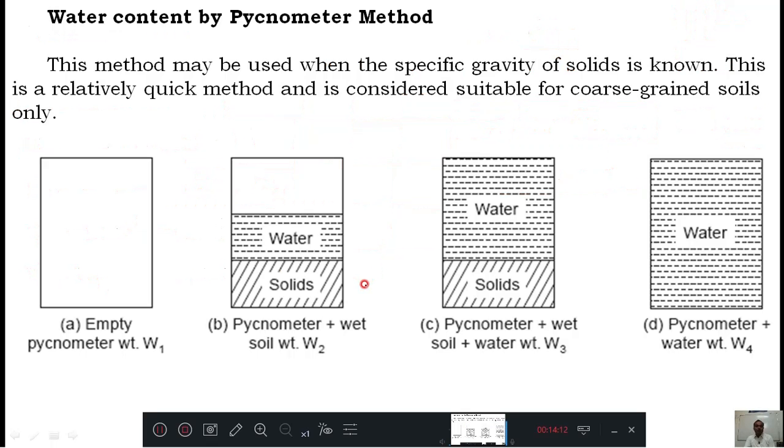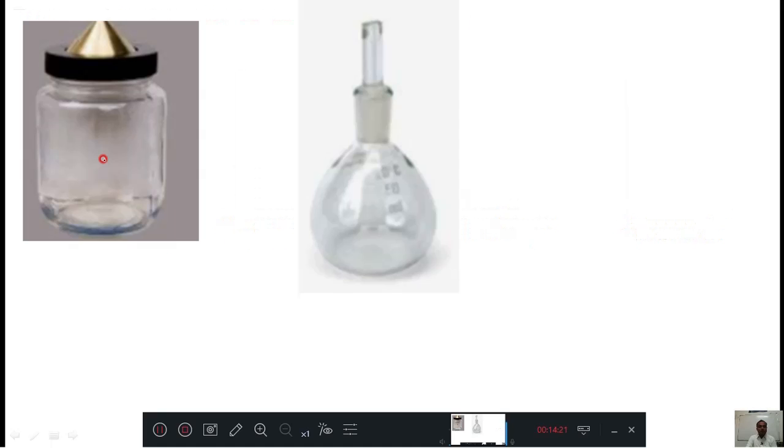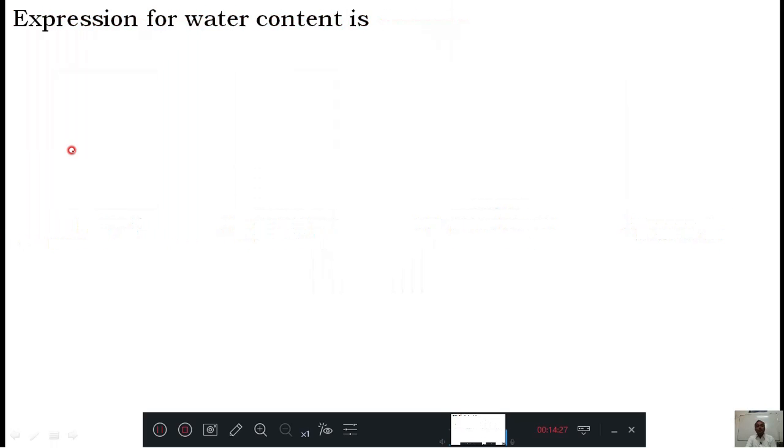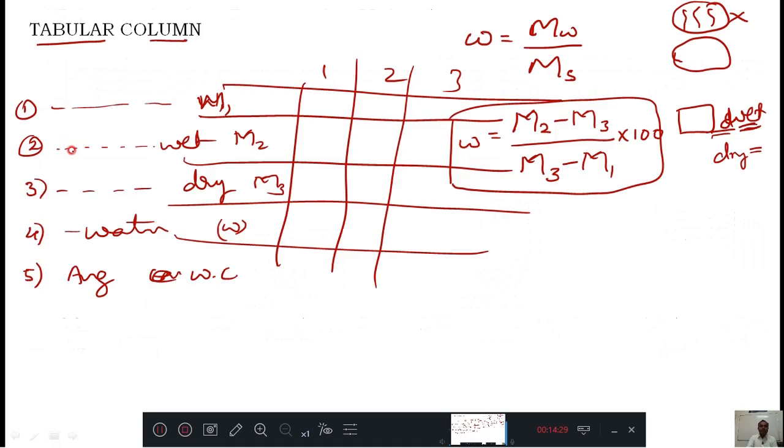Hope you understood. The second thing is water content by the pycnometer method. You might have seen this pycnometer. I will show, this is a pycnometer. In the BMT lab also you might have seen this one. By using the pycnometer also we can determine water content.